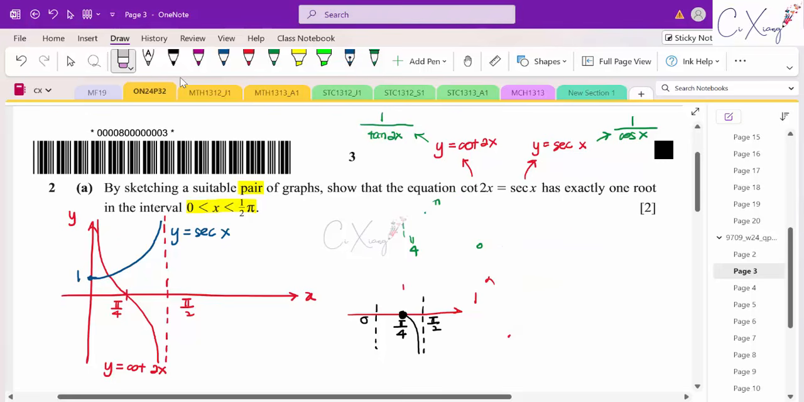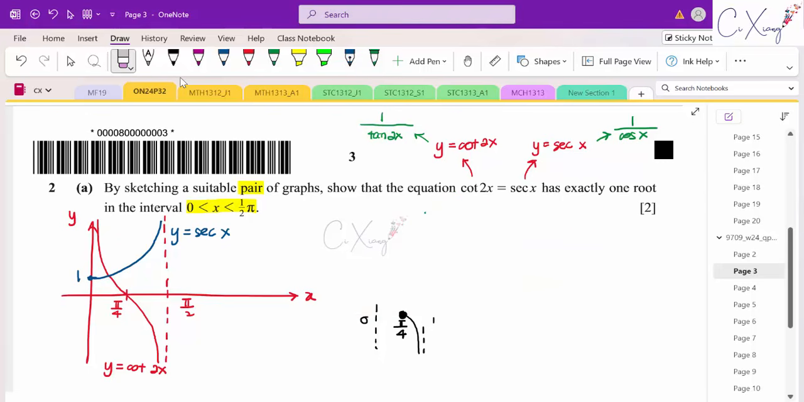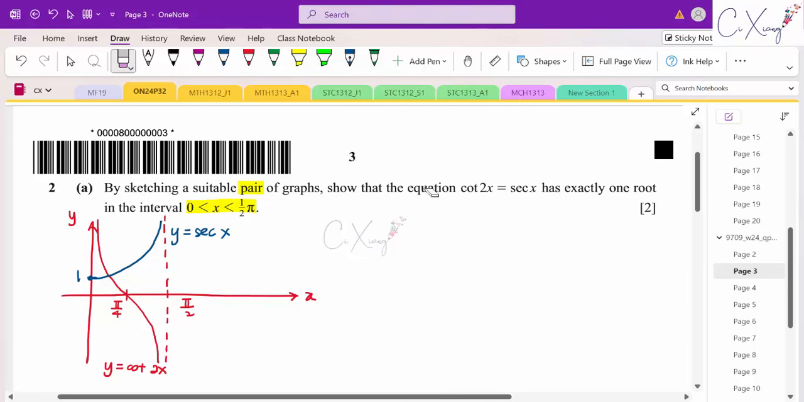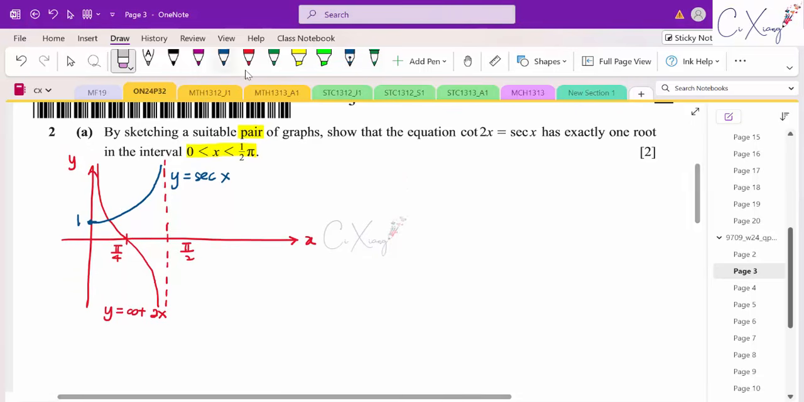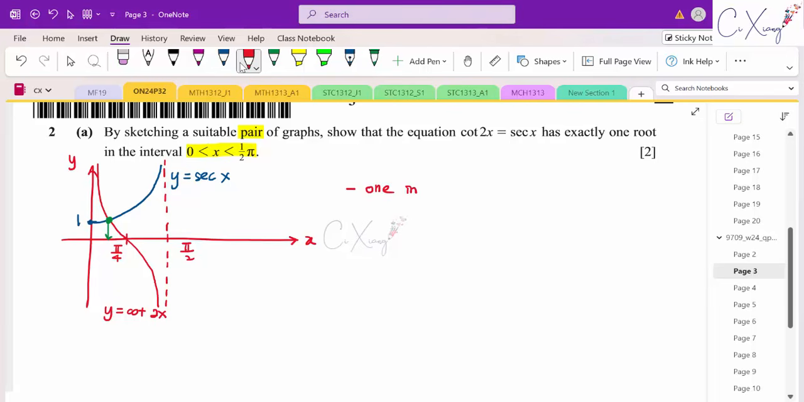Of course, if you can memorize the graph and straight away draw it exactly, it will be much faster. If not, you have to do it like me. You have to find out all the details graph by graph, which might be a bit time consuming. After you sketch the diagram, they want you to show that there's only one root in the interval. To show one root in the interval, we are looking for the number of intersection points. This one is very obvious. You can see there's only one intersection point, so you just tell them that one intersection point can be seen.